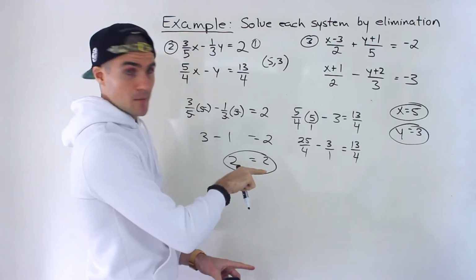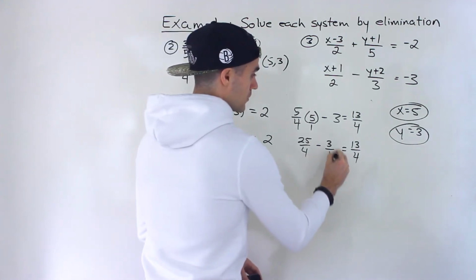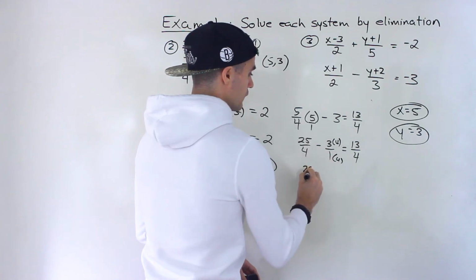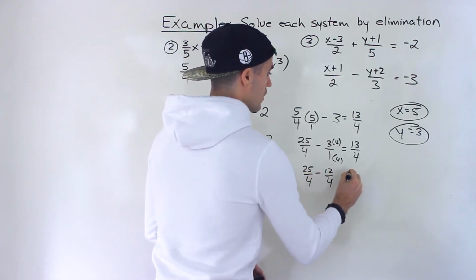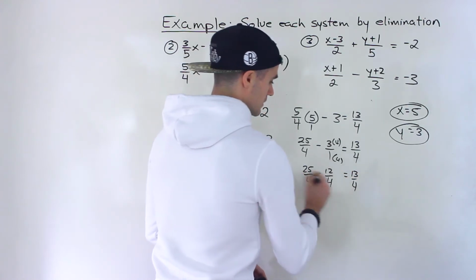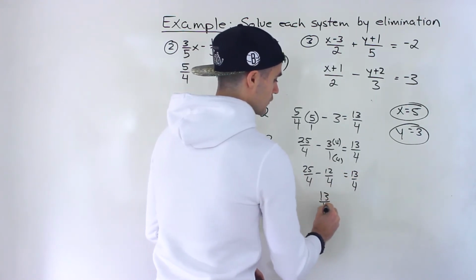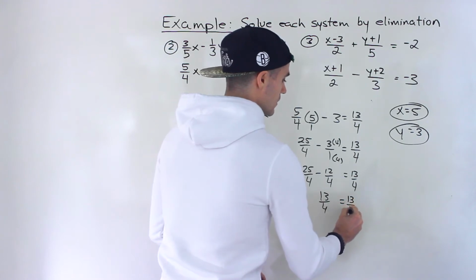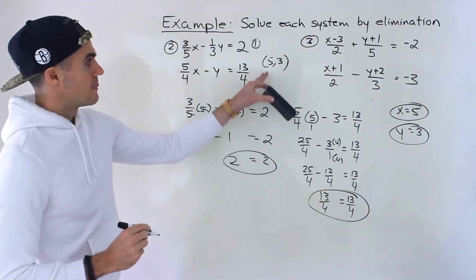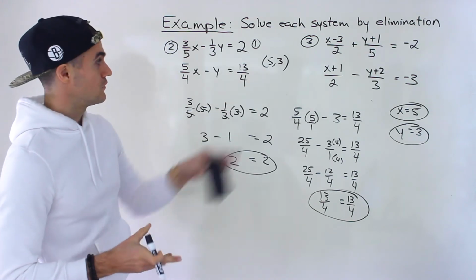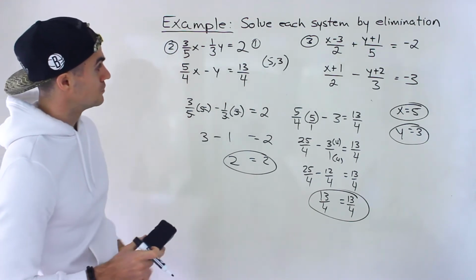To get a common denominator on the left side, multiplied by 4, multiplied by 4. 25 over 4 minus 12 over 4 does indeed give us 13 over 4. So left side is equal to the right side. Okay, so we could be pretty confident that that is the correct solution. That's the point of intersection between these two lines.